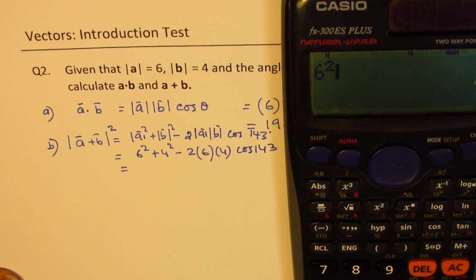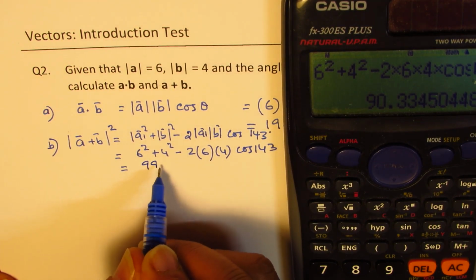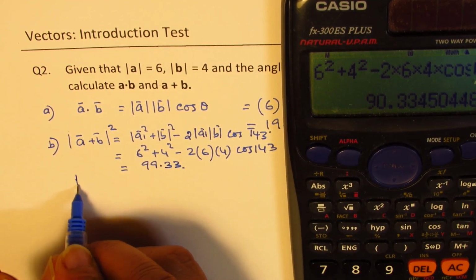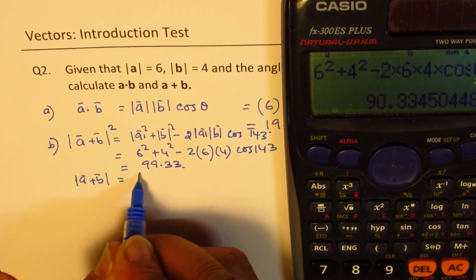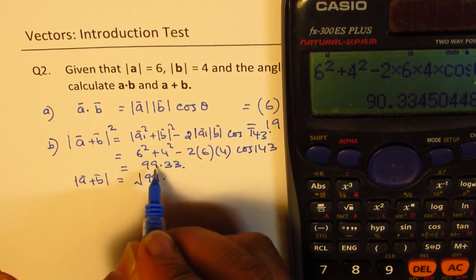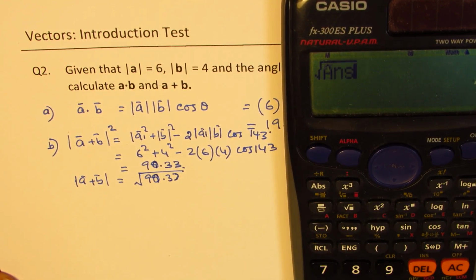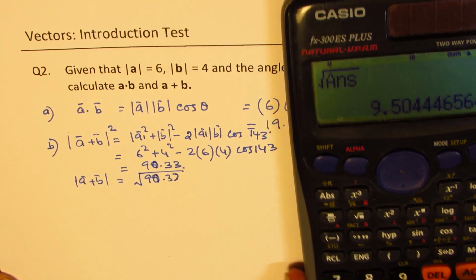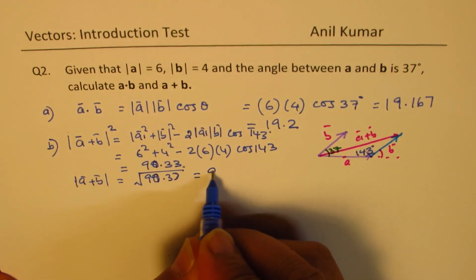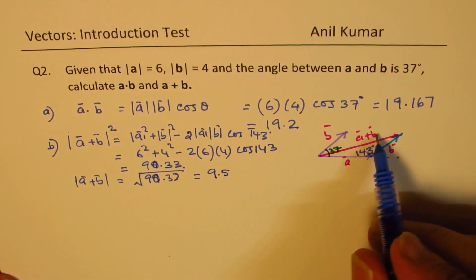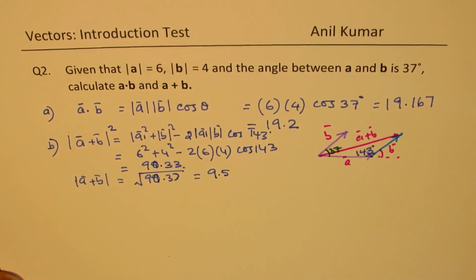So we get 6 squared plus 4 squared minus 2 times 6 times 4 times cos of 143, which is equal to 90.33. So the magnitude of A plus B is going to be the square root of 90.33. So let's take the square root of our answer, and that gives you 9.5. So this is A plus B, magnitude is 9.5, right?